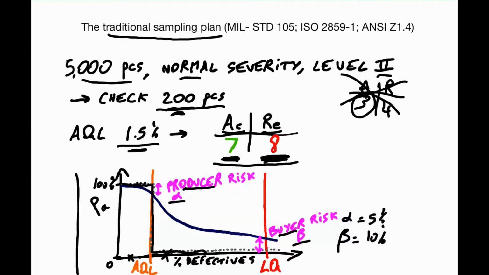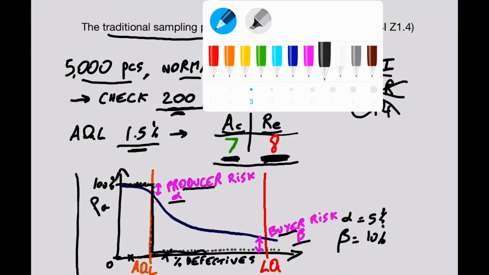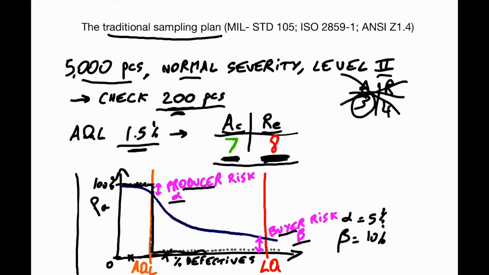Now, I took the time to explain how this works here. Well, on this graph, when you go for acceptance on zero sampling, the idea is different, and really it looks more like this. So the producer's risk is now much higher, and then the buyer's risk here is much lower. You can understand that's really the point here, to reverse this logic.